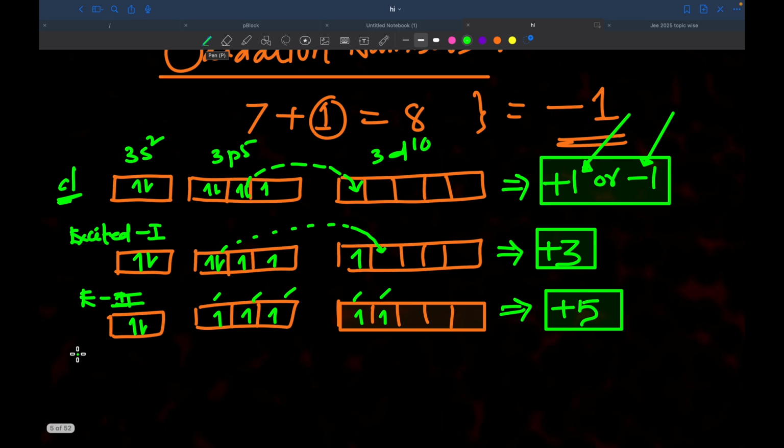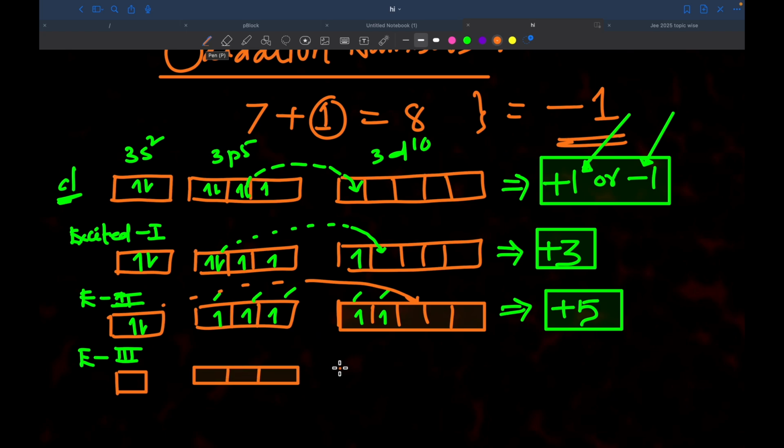Right? So we can also attribute this to excited state 3. The third excited state can also be possible here. In that situation, this electron also jumps into this place. If that is the case, we have one box here, and here we have 3 boxes.